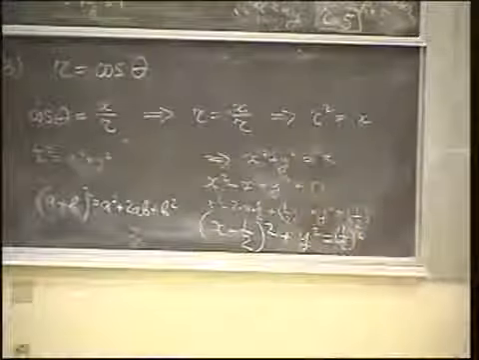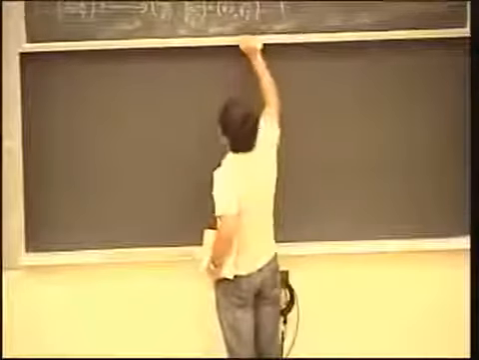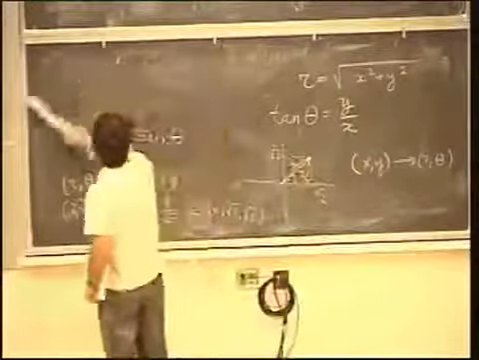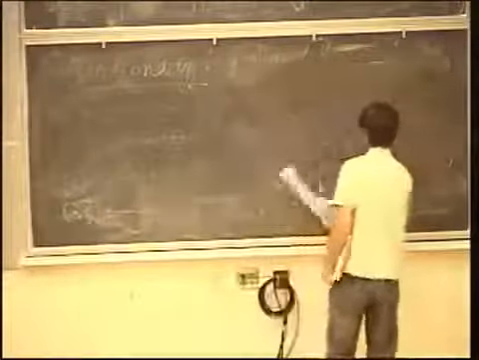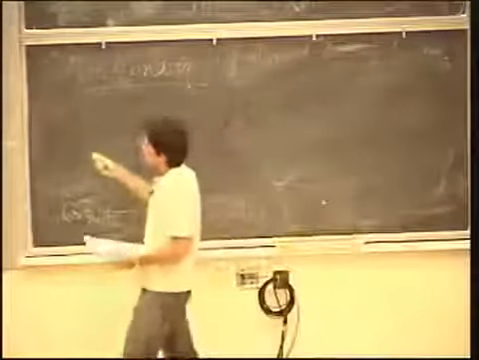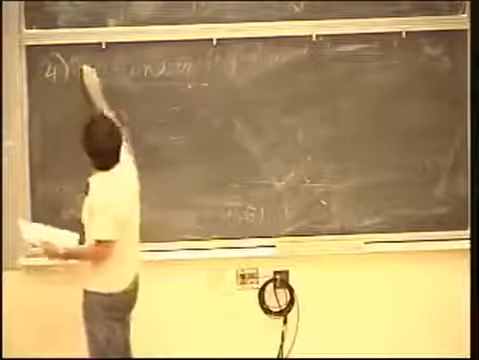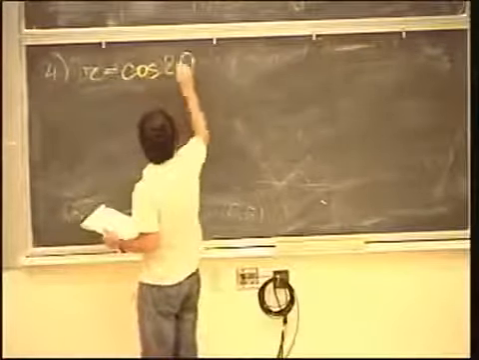Okay. What else can we do? Let's do a small variation on this problem. So that would be number 4. A small variation would be r equals cosine of 2 theta.